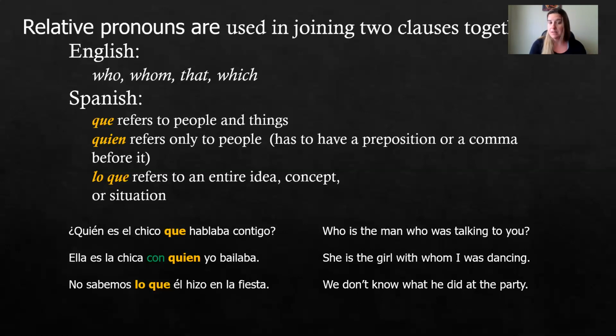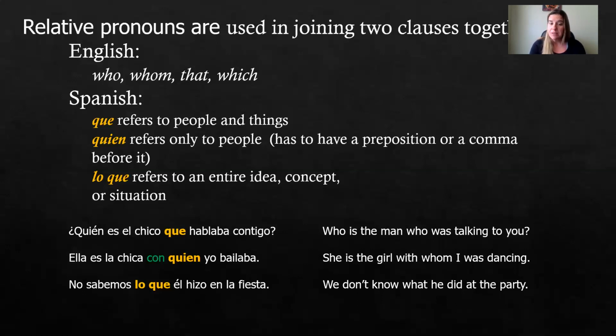Whereas in the next example, ella es la chica con quien yo bailaba. She is the girl with whom, that con in green, that's the preposition, con quien, with whom I was dancing.